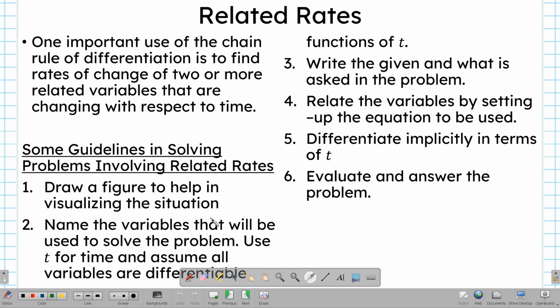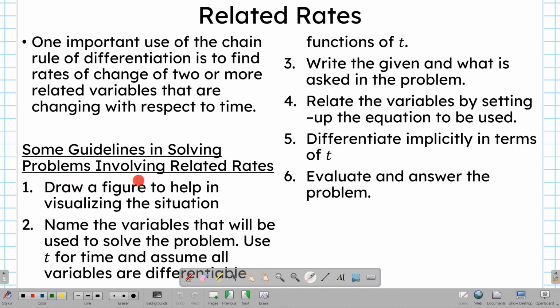Now, another application of the derivative, more specifically the chain rule and implicit differentiation, would be related rates, because we are going to find rates of change of two or more variables with respect to time. So here are some guidelines, although we don't follow all of step 1 to step 6 in all problems, that you can use in solving word problems involving related rates.